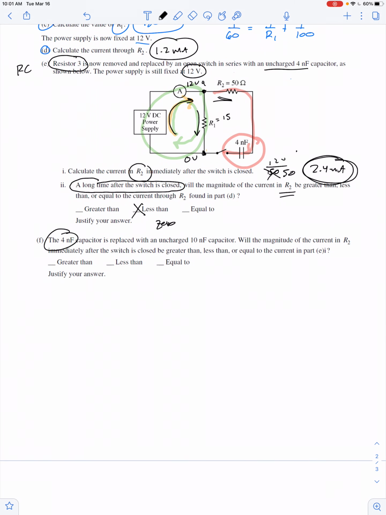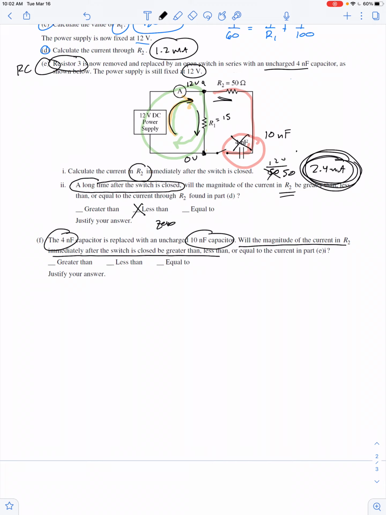Now the 4 nanofarad capacitor is replaced with an uncharged 10 nanofarad capacitor. Will the amount of current that we found immediately after the switch is closed in this previous question, part E, in other words, will this 2.4 milliamps still be the current, even when this is no longer 4, but rather 10 nanofarads in the initial condition, right?